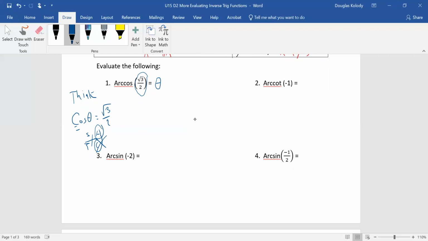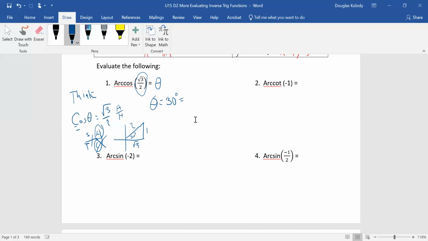So what you can do is you can draw a triangle in quadrant 1. I know that cosine is adjacent over hypotenuse. So the adjacent side is √3. Hypotenuse is 2, which means this side has to be 1. What angle goes across from the 1? It's a 30-degree angle. Okay, great. So my angle, theta, would be 30 degrees.